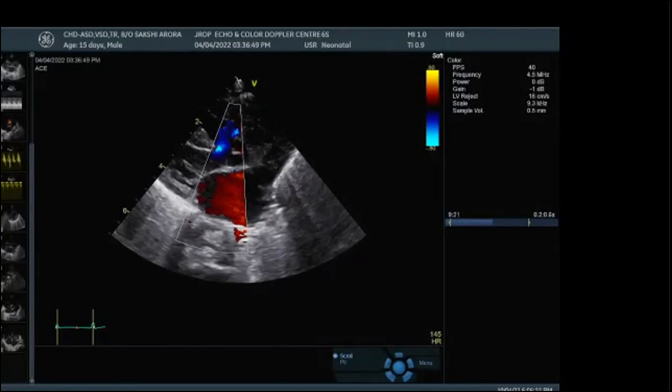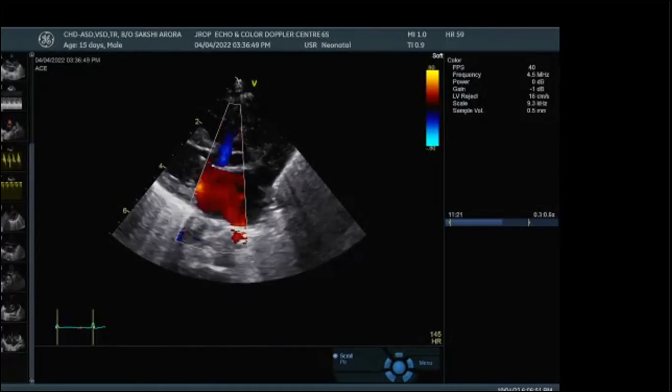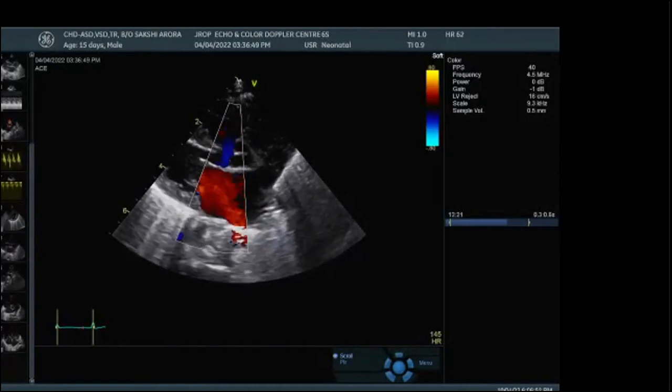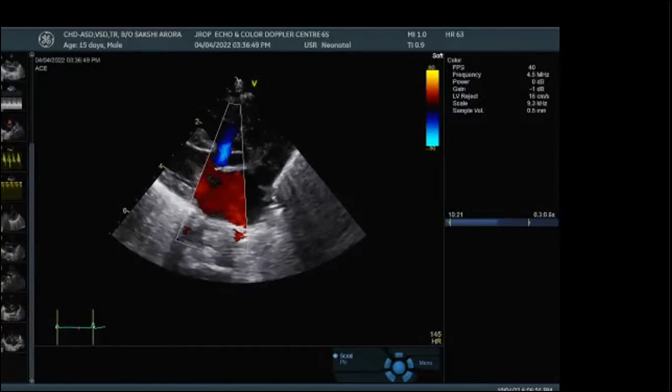What do you see now? At the VSD, there is total blue, which means it is going away from the probe. Away from the probe means the blood is flowing from RV to LV. Right, sir, because RV is towards the... Correct? Yes, sir. Now you got the correct answer. This is happening during diastole.